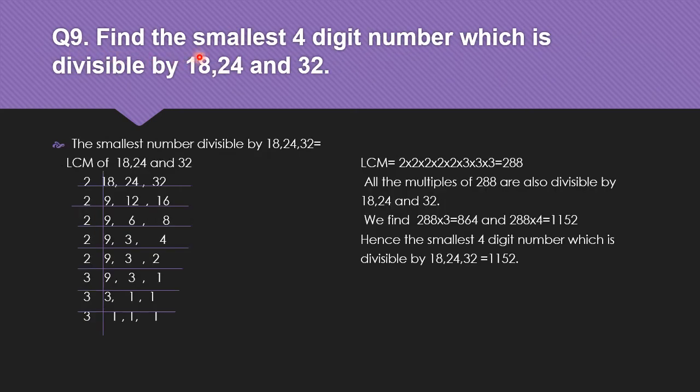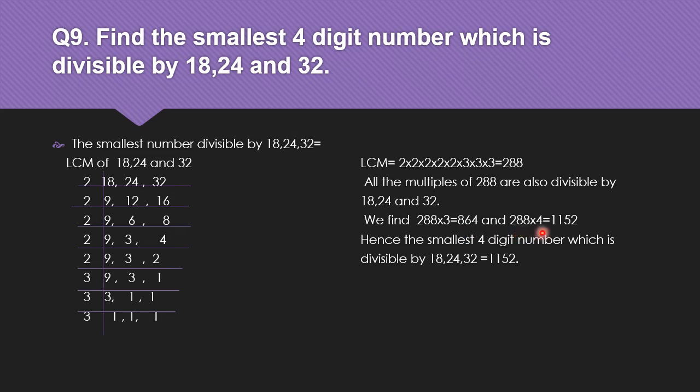Question number 9. Find the smallest 4-digit number which is divisible by 18, 24 and 32. The smallest number divisible by 18, 24 and 32 is equal to the LCM of 18, 24 and 32. So first find the LCM of 18, 24 and 32. LCM is 288. Now we know that all the multiples of 288 are also divisible by 18, 24 and 32.